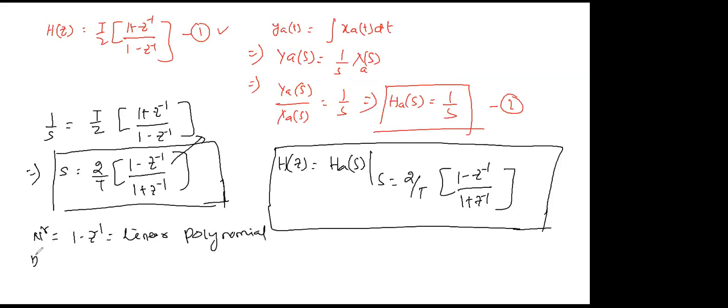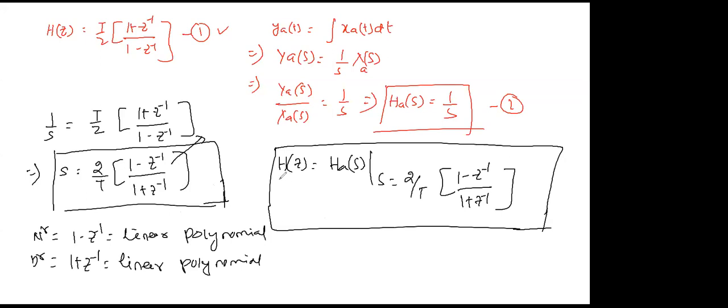And if you see the denominator, 1 plus z inverse, this is also a linear polynomial. Now, both the numerator and the denominator are linear polynomials. Means when you are doing this transformation, it is a linear polynomial by a linear polynomial. Because of that, it is bilinear. Bilinear because it is a ratio of a linear polynomial to a linear polynomial.